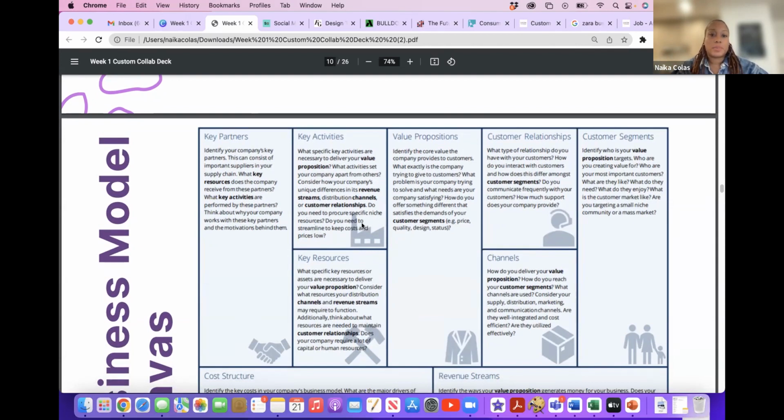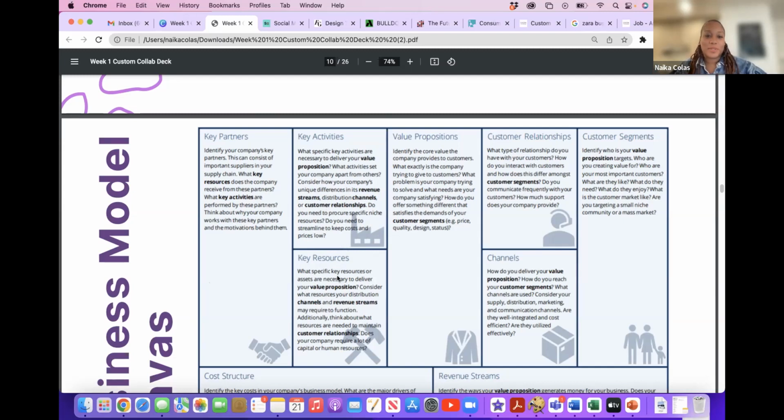And then you're considering how your company's differences relate to distribution channels and consumer relationships. So do you need to procure specific resources for your brand? And you would, right? Because this is the fashion industry. And do you need to streamline these to keep costs low? Streamlining would possibly look like, for fashion designers, not sustainable fashion designers really, but maybe going overseas to get pieces made. And maybe if you are interested in sustainable fashion and you cannot yet afford it, that may be something that you can do, but you have custom collabs, so why would you do that, right?